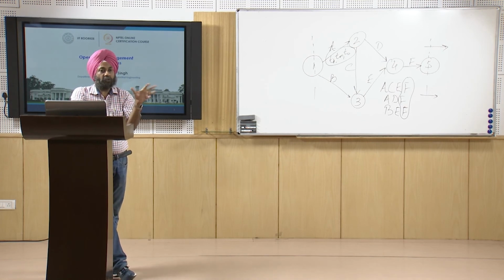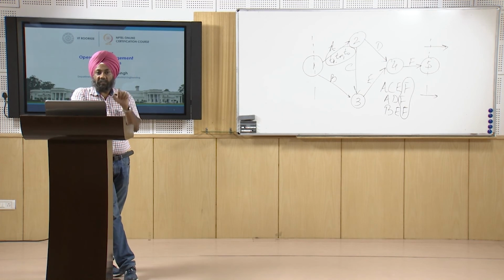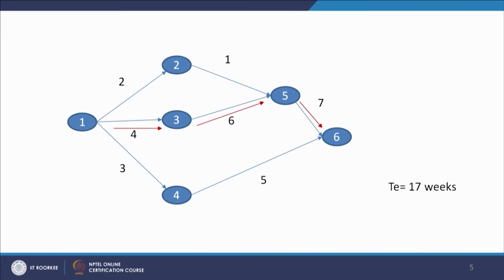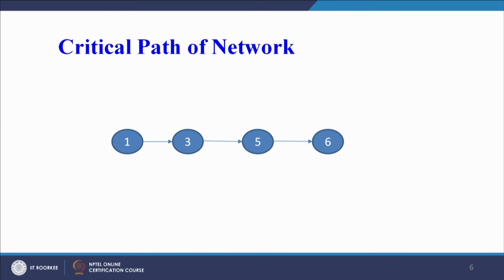So the first thing we have already done. What have we done? First we calculated the expected time for each activity. Then we constructed the network. Based on the expected time for each activity, we calculated the critical path, which has been highlighted here: 1, 3, 5 and 6, and the time is 17 weeks.